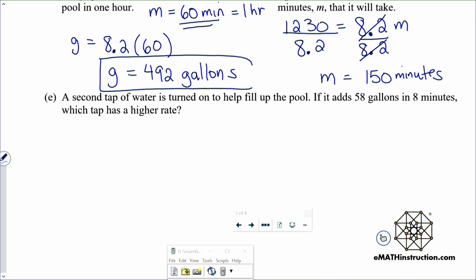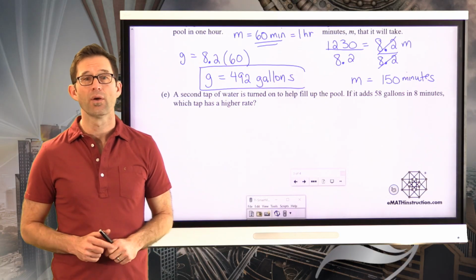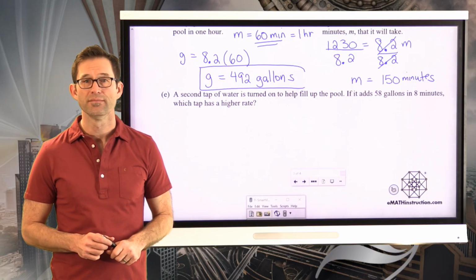A second tap of water is turned on to help fill up the pool. If it adds 58 gallons in 8 minutes, which tap has a higher rate? All right, pause the video now and see if you can figure this out.